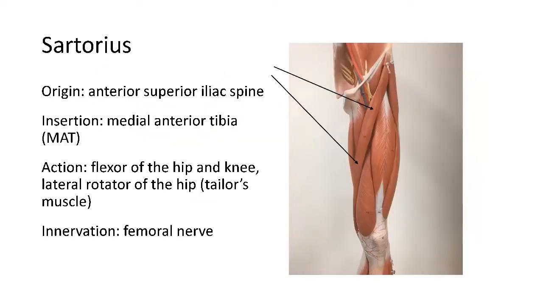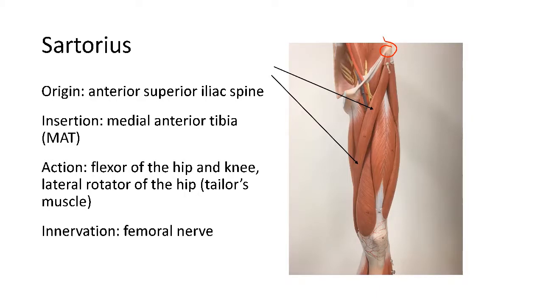The other unique muscle of the thigh is sartorius. It's my favorite muscle. I've done a couple different demonstrations with you guys on this. It comes from the anterior superior iliac spine. I still love saying that word.